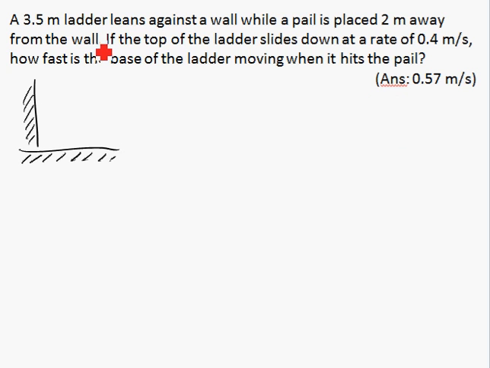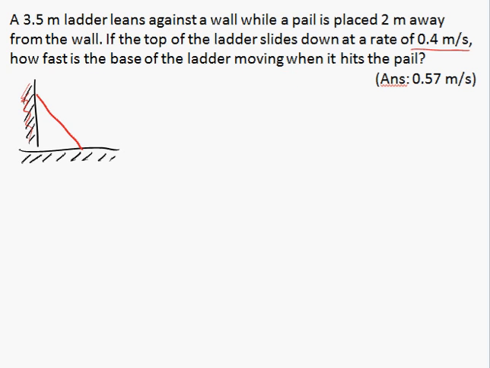It tells you that there's a ladder that leans against a wall. Okay, so let's draw a ladder that looks something like this. This is obviously my wall. Okay, this is the wall here, and that's my ladder. Okay, it's leaning against here. While a pail is placed 2 meters away from the wall, if the top of the ladder slides down at the rate of this, how fast is the base of the ladder moving when it hits the pail?